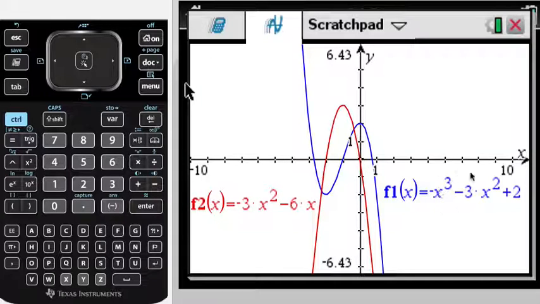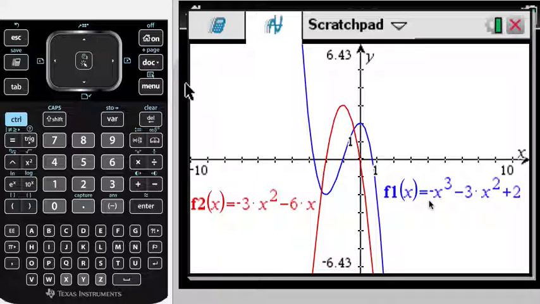This is my original function, and this is my derivative. One way you can quickly tell is this is a cubic, and when you take a derivative, it always drops the power, so this is your squared. All right, so I'm going to ignore my original function because I want to focus on the derivative.